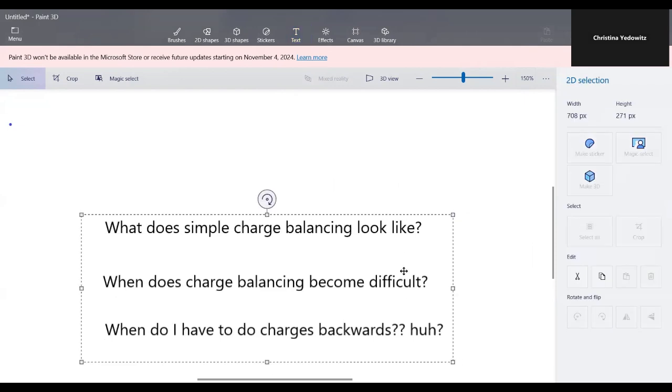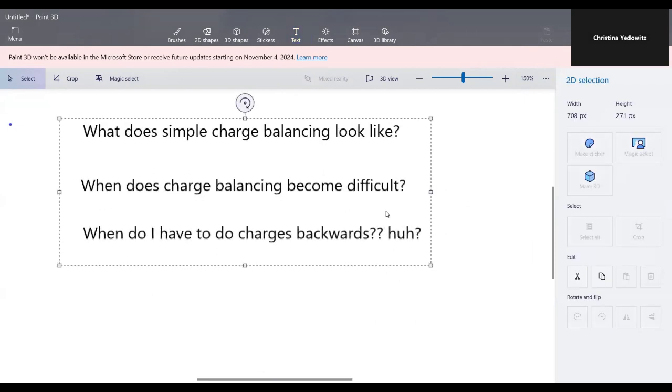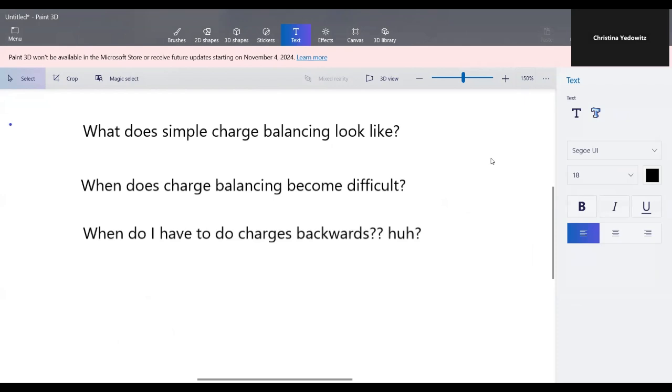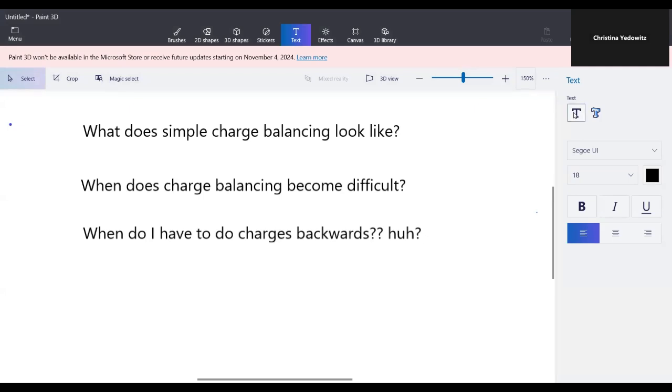So let's get to the more difficult situations. The simple situations: what does simple charge balancing look like? That's going to be a situation where you have a compound that's easy, like, I'm going to go ahead and type this.